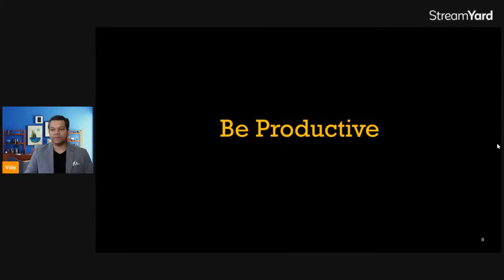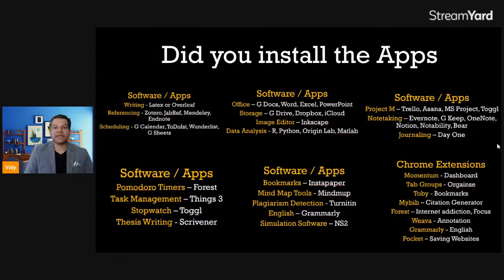Okay, so year 2. You need to be productive. You have to increase your productivity much more than what you had in year 1, because year 2 will go very fast. So in the last session, in session 1, I mentioned that you should try out a number of different apps or Chrome extensions that will help you to become more productive in your research.